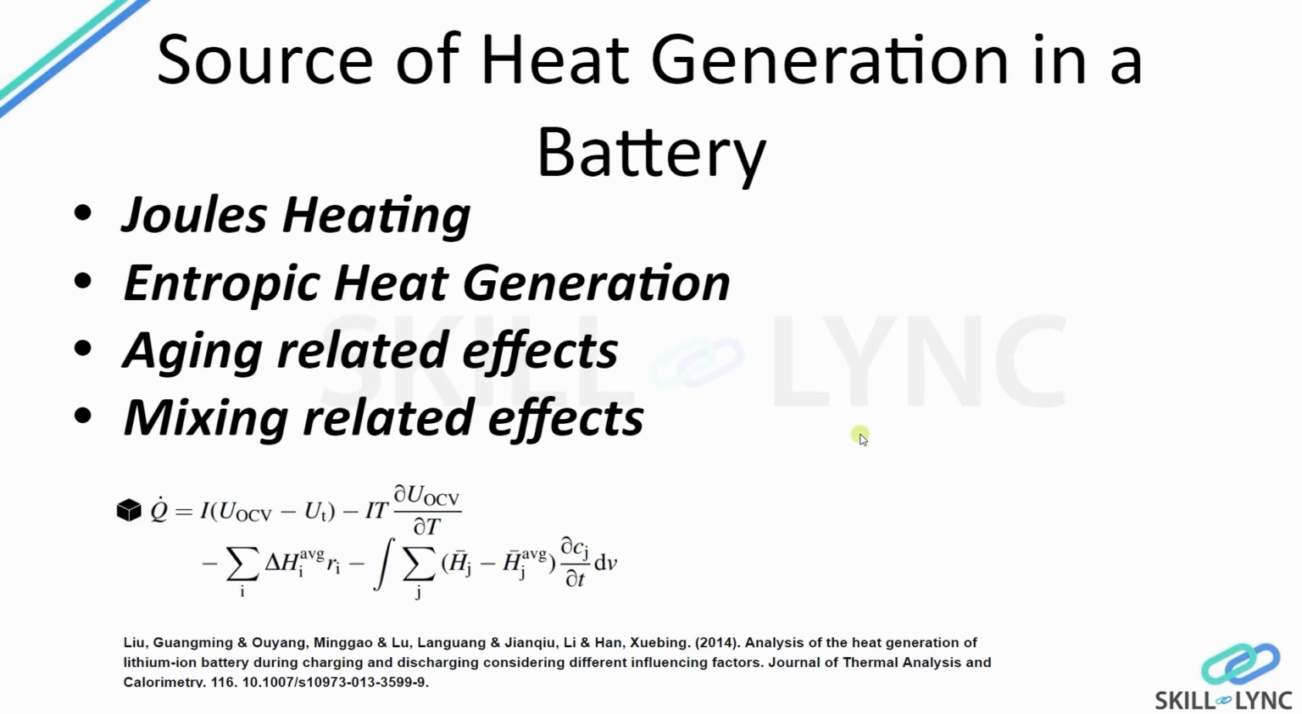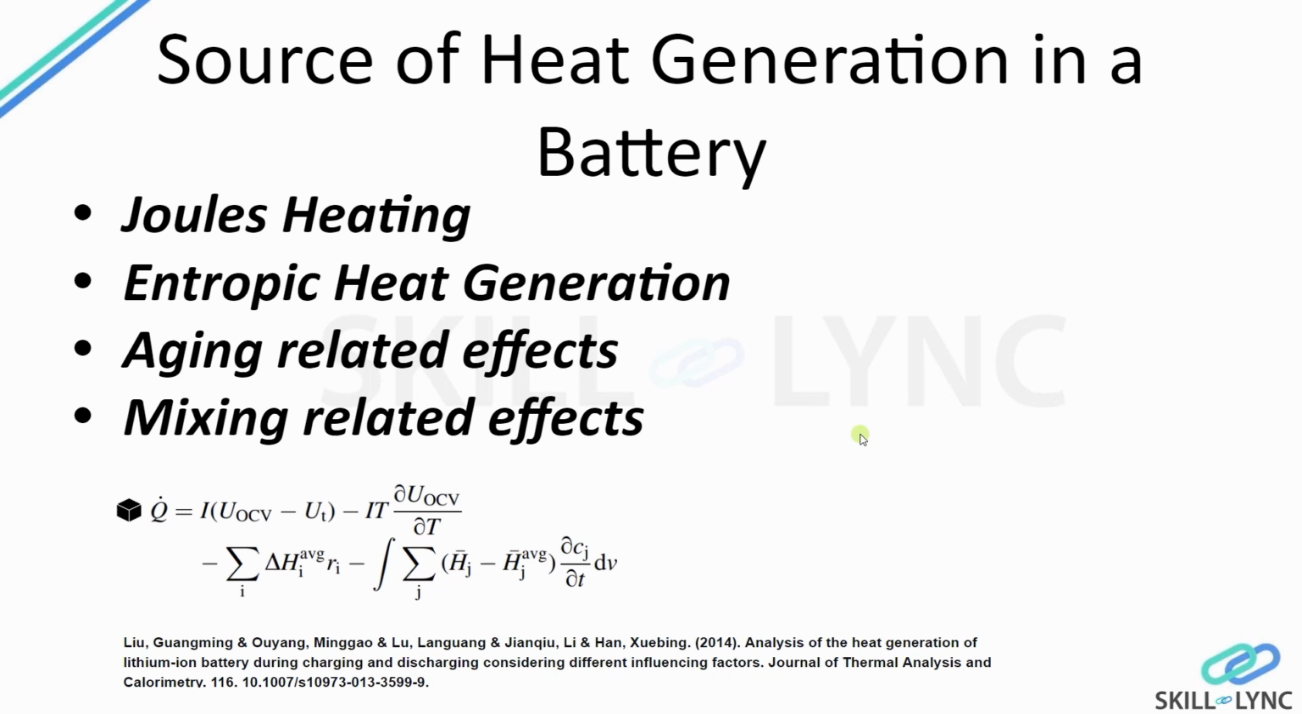Alright, since the temperature of the cell is the key performance parameter, it's very important to understand the sources of heat generation in a battery. We already discussed this once, but this is the first time we are going to be looking at a mathematical equation. The heat generation inside a cell can be modeled as 4 parts: Joule's heating, which is because of internal resistance; entropic heat generation because of irreversibilities in the system; aging related effects; and mixing related effects.